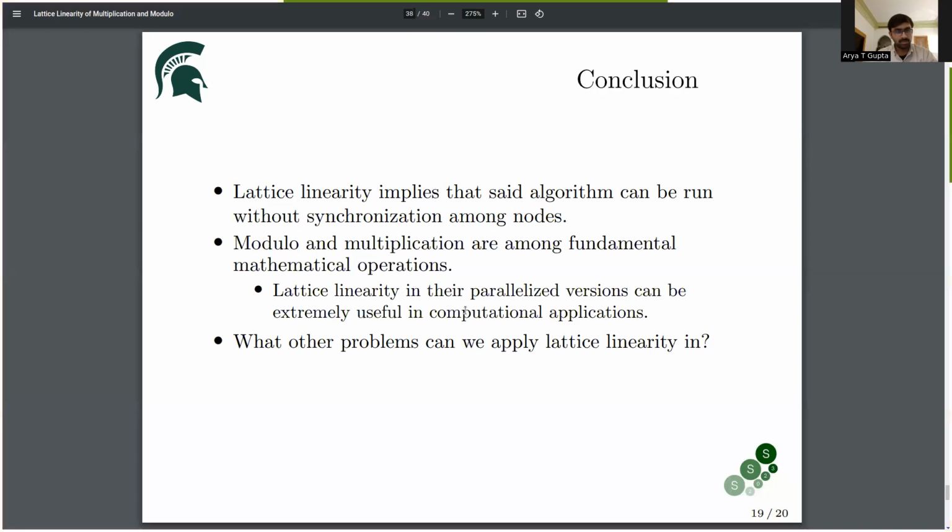We have some open questions. What other problems can we apply lattice linearity in? And what existing algorithms exhibit lattice linearity? And we are actively working in this area.